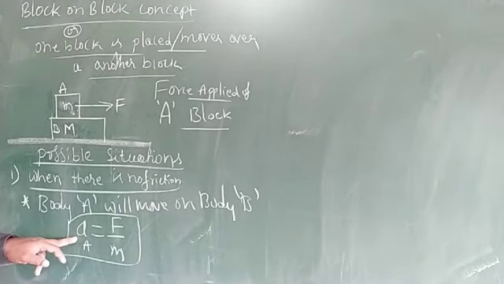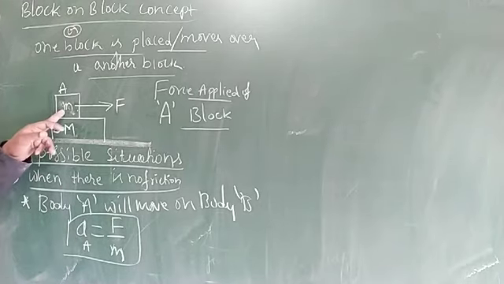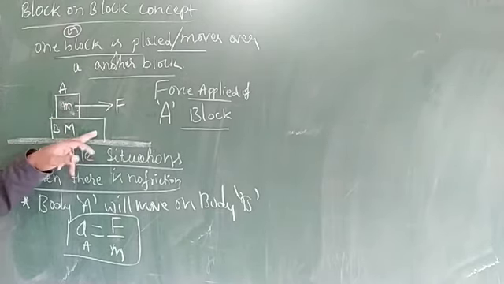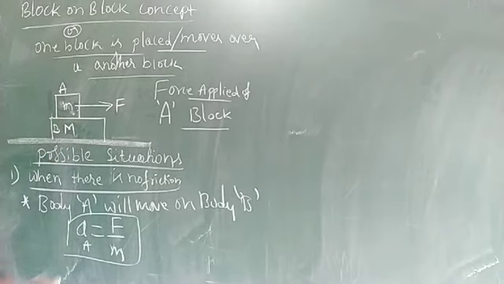Question ಕೇಳ್ತಾ ಇರ್ತಾರೆ, find the acceleration of the body A. If a 5 kg mass is placed over a 10 kg mass, the force is applied on the 5 kg mass, and the surfaces are frictionless, what is the acceleration of the body A and what is the acceleration of body B?